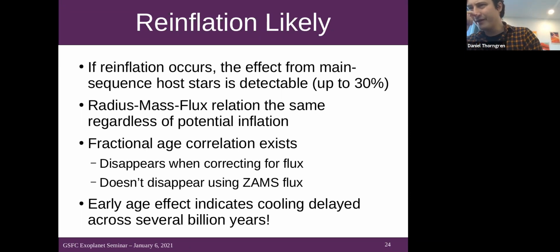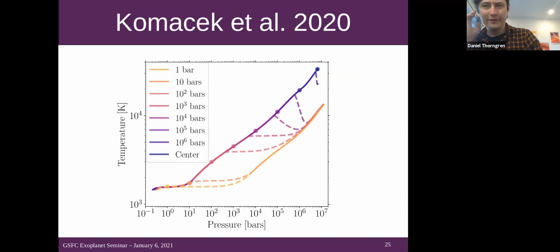So I wanted to talk a little bit more about some work that we're doing from the interior models perspective that Tad Komacek did last year, which is looking at how you can reinflate these planets. And what he's done, and I'm only going to touch on this briefly, is we have pressure temperature curves for the interiors of hot Jupiters in particular.